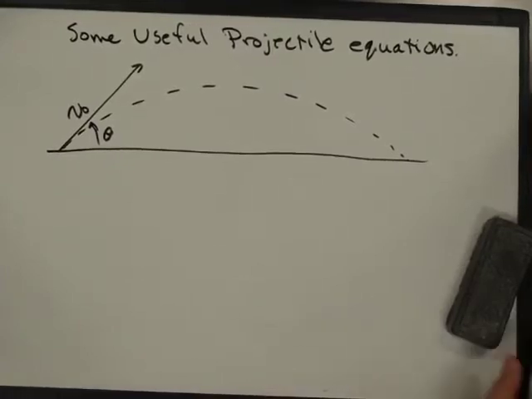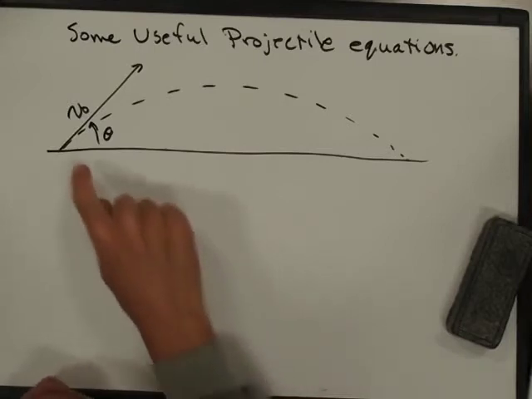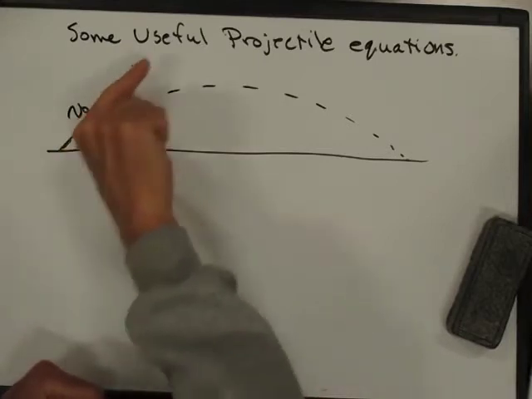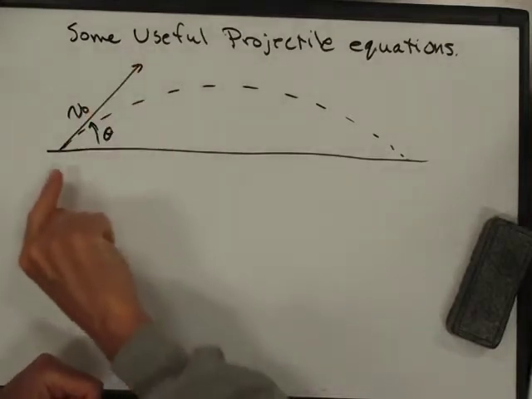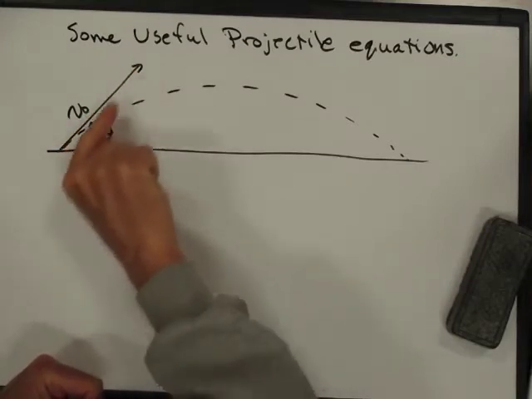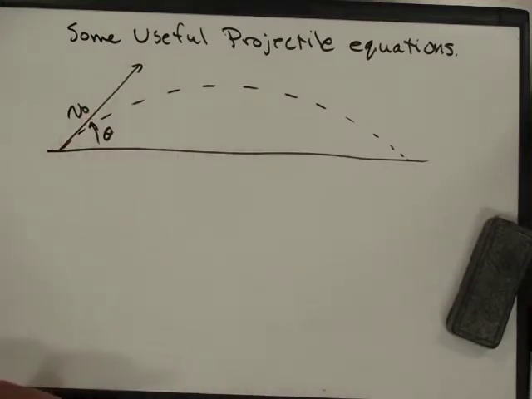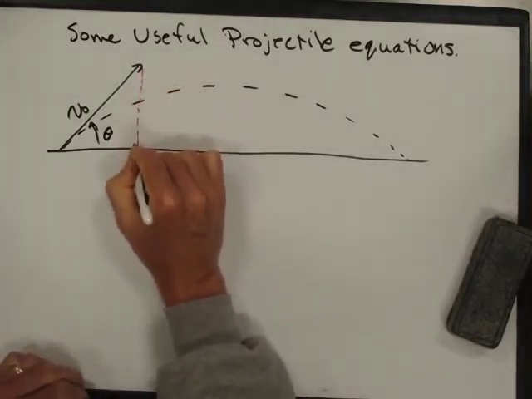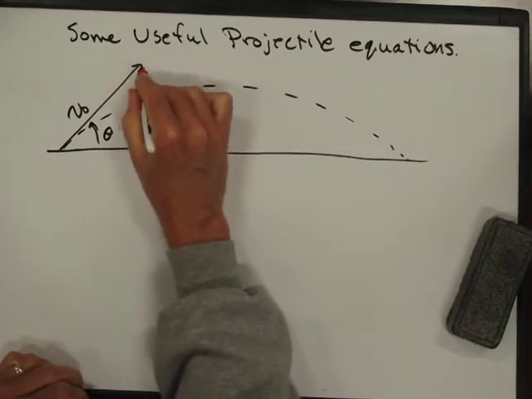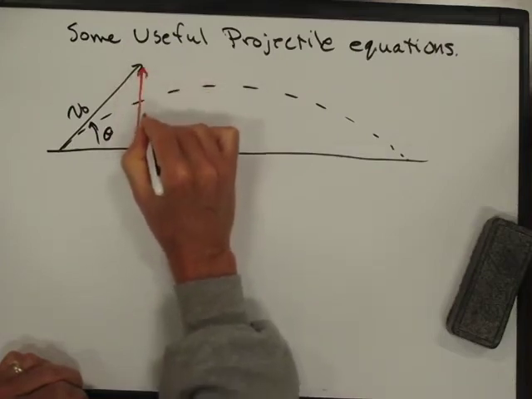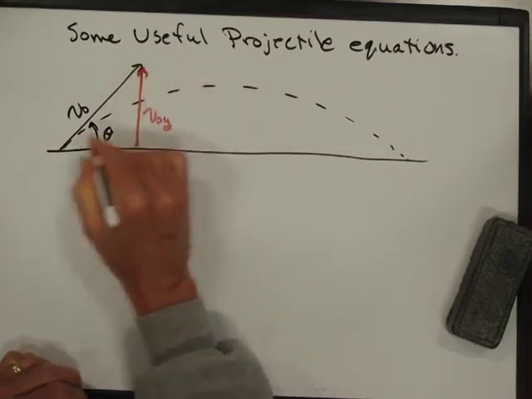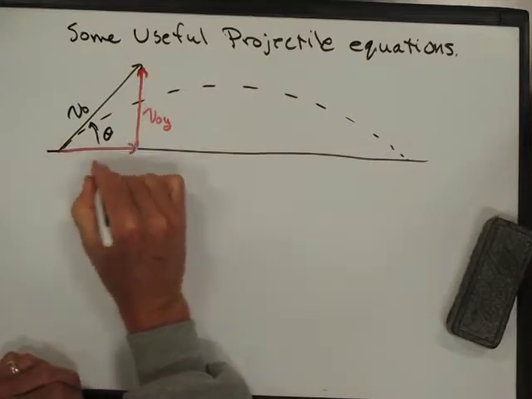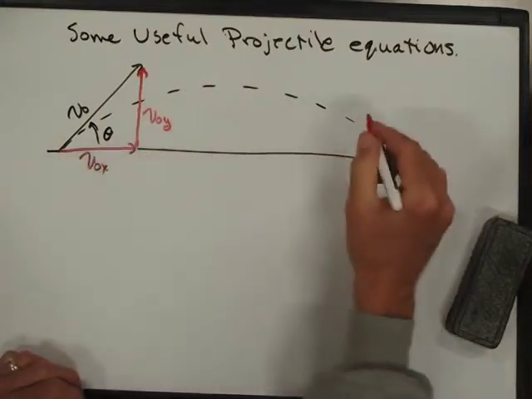So here's some useful projectile equations. Let's start out with a general projectile problem. The ball, or some object, is initially launched at an angle of theta with an initial velocity of v naught. And we know that whenever we do one of these problems, we have to begin by first finding the x and y components of the velocity if they're not given, right? And so this is v naught y, and this is v naught x.